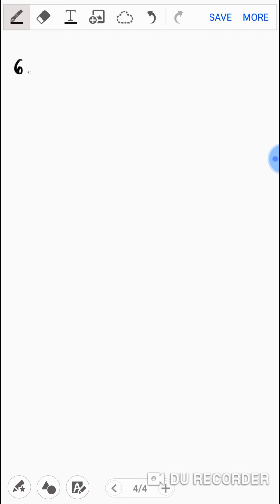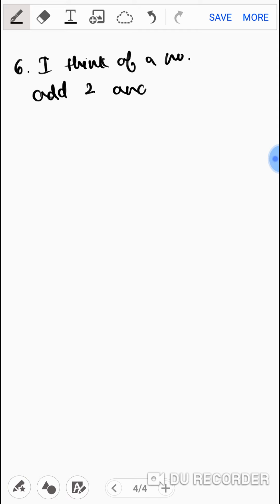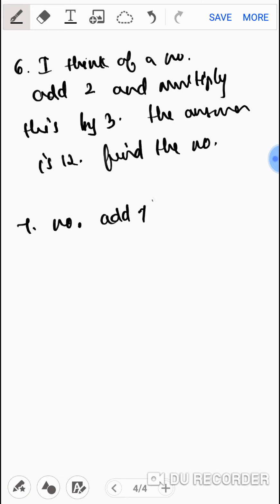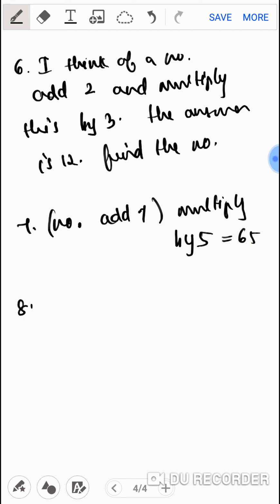Number 6. I think of a number, add 2 and multiply this by 3. The answer is 12. Find the number. Number 7. I think of a number, add 7 and multiply by 5. The answer is 65. Find the number. 8.